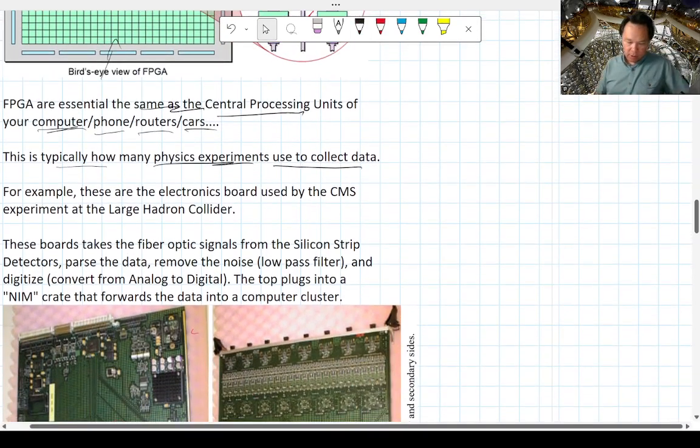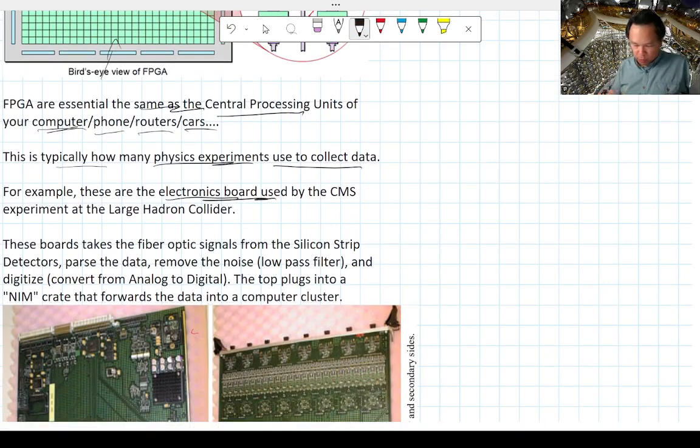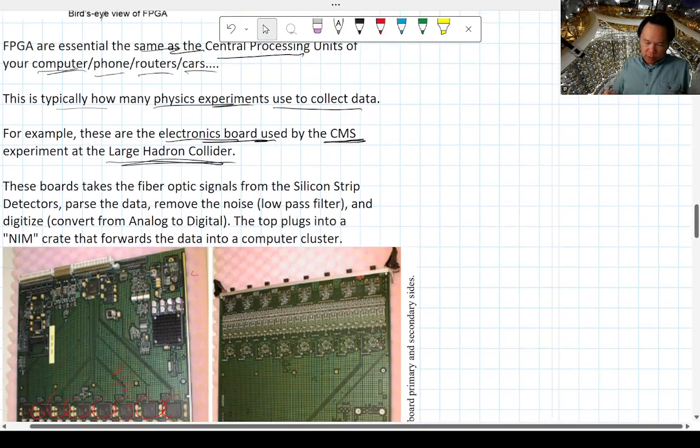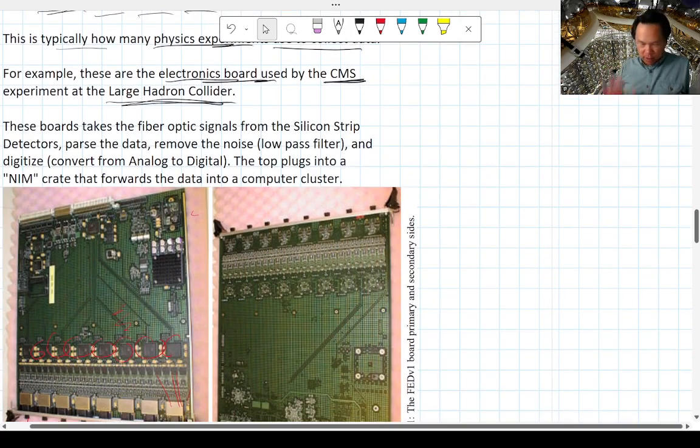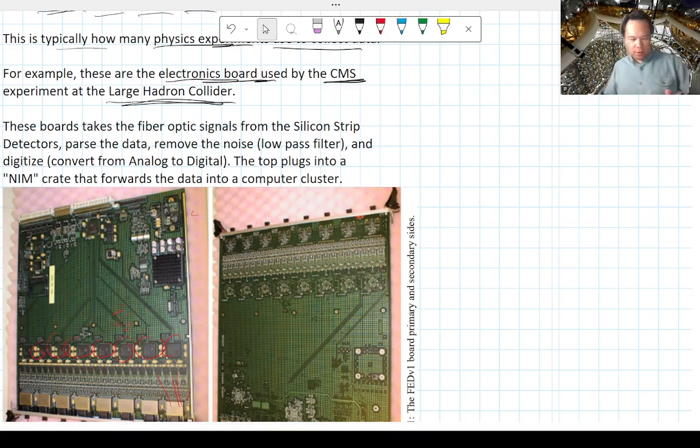Just to give you some background, my first experience with FPGAs was on electronics boards used by the CMS experiment, which is a giant experiment the size of a large building at the biggest collider in the world even now, where they smash protons together at 14 tera electron volts center of mass energy. And if you don't know what that number means, don't worry. It's one of the highest energy things we can put together.